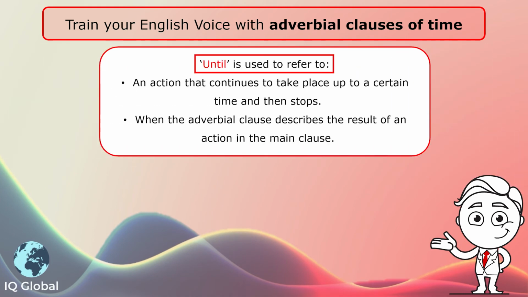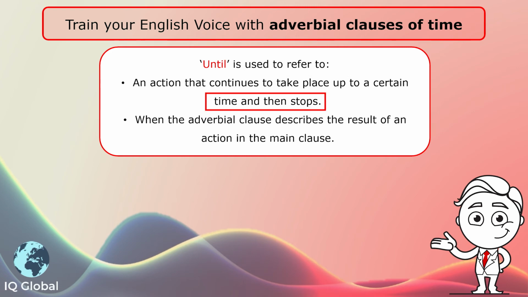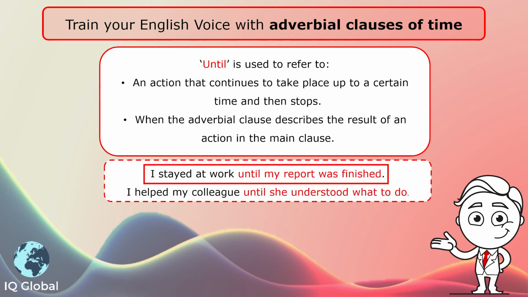Until is used to refer to an action that continues to take place up to a certain time and then stops. For example, I stayed at work until my report was finished. This action, staying at work, continued until the report was finished and then it stopped.